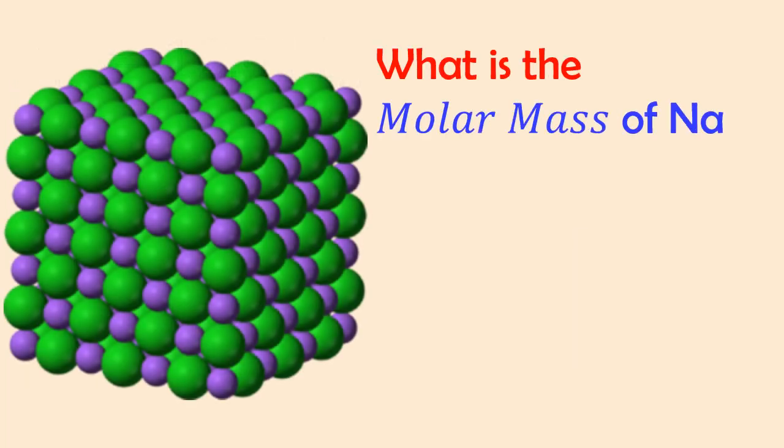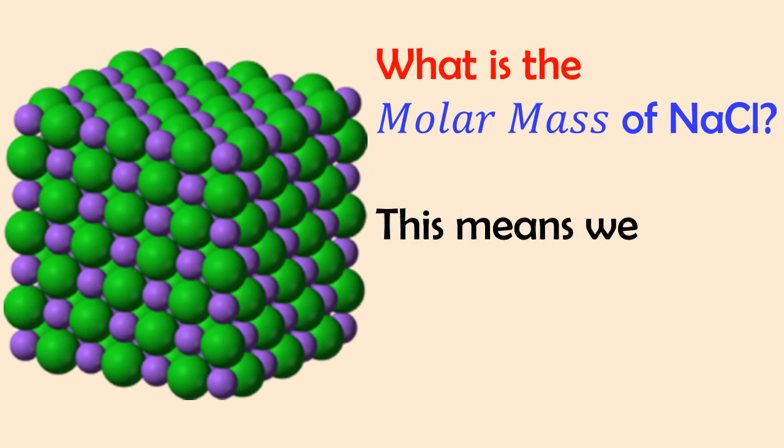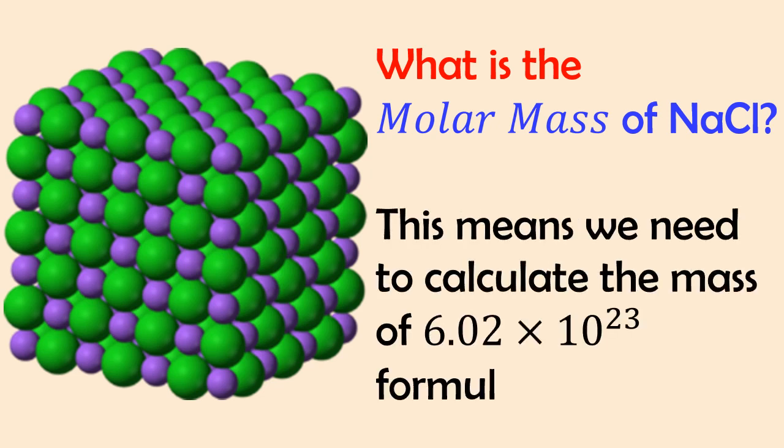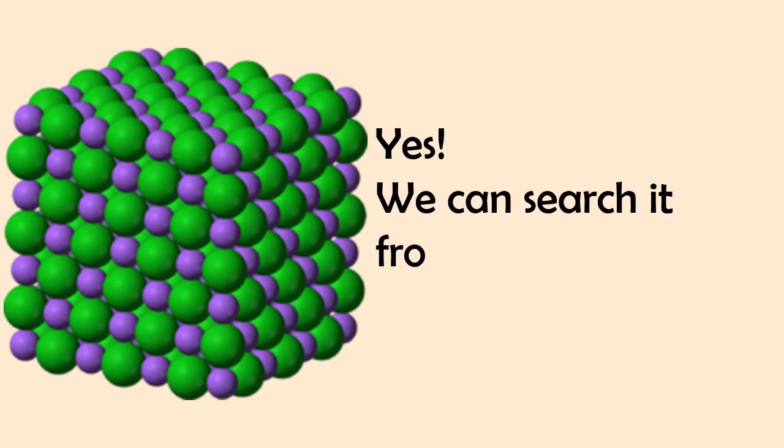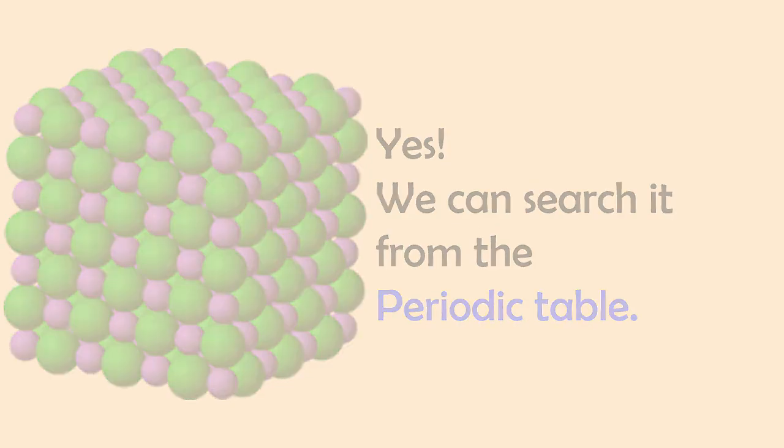What is the molar mass of sodium chloride? This means we need to calculate the mass of 6.02 into 10 raised to the power of 23 formula units of salt. The molar mass of sodium chloride can be calculated by adding the molar mass of sodium and molar mass of chlorine. Yes, we can search it from the periodic table.